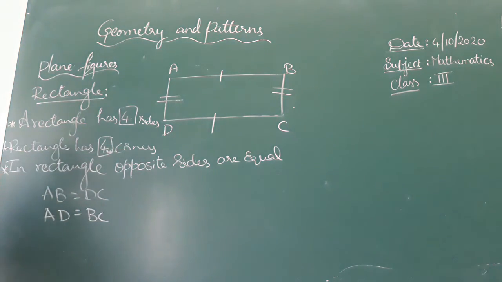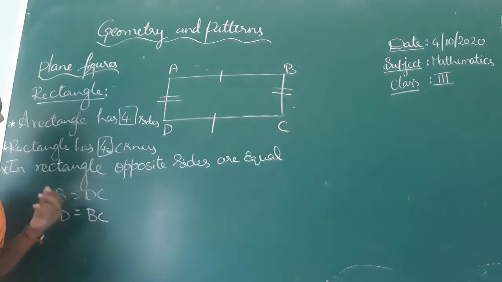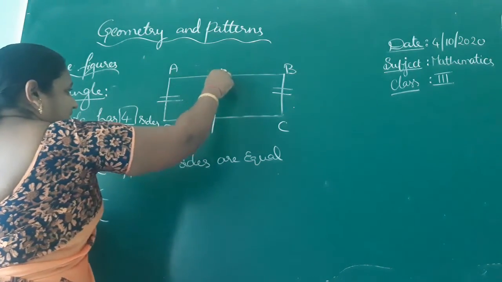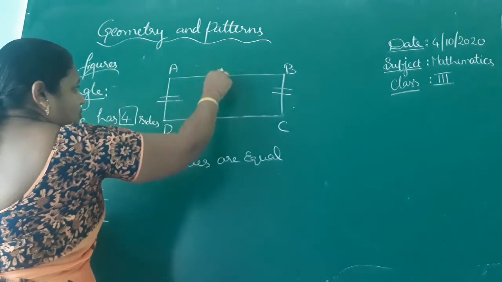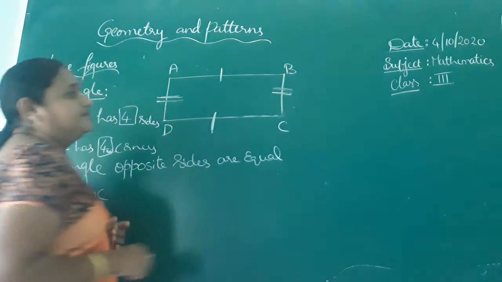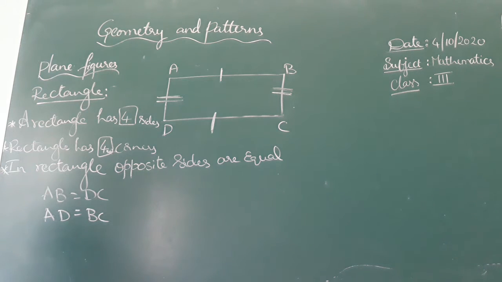And a peculiar property is there for a rectangle: in a rectangle, opposite sides are equal. Opposite side means this AB side, the opposite side is CD. So these two sides are equal, like that this side and this side are equal. This is about a rectangle. Now we will discuss the square.